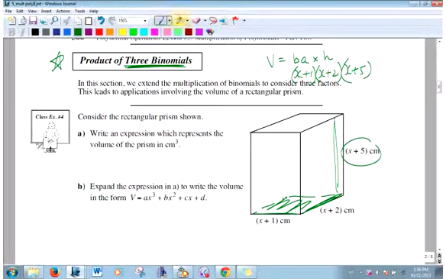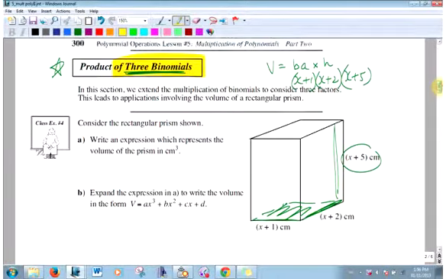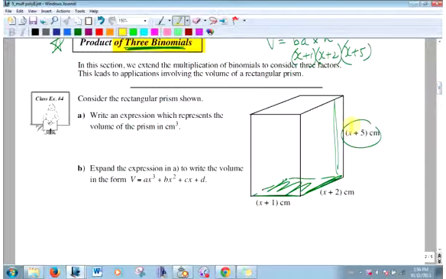What do I have here? 3 binomials. I need to multiply them together. Okay, what do we do? Do you try to do all 3 at the same time? The answer is no. Okay, so that is what we want here. Write an expression which represents the volume in, we have units, so centimeters times centimeters times centimeters. That's centimeters cubed.